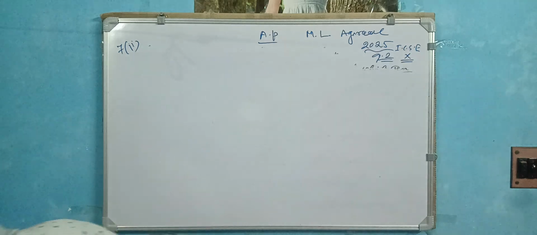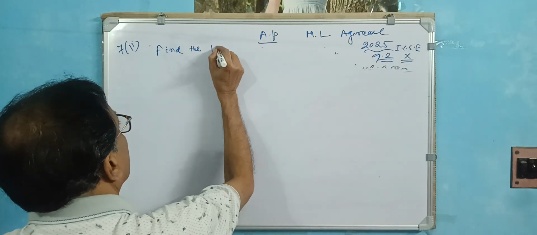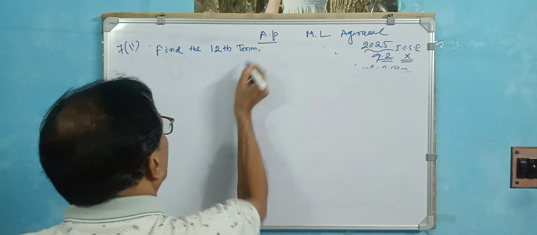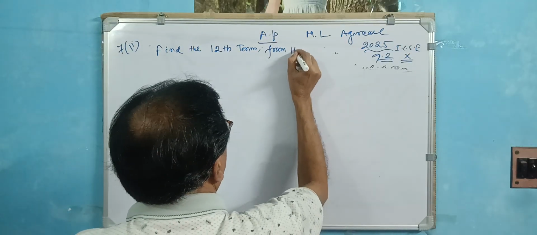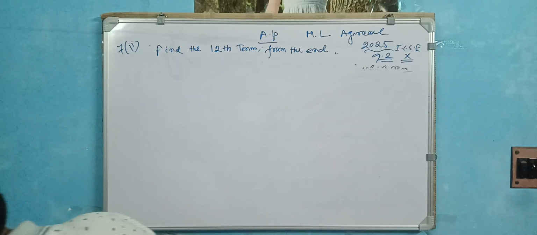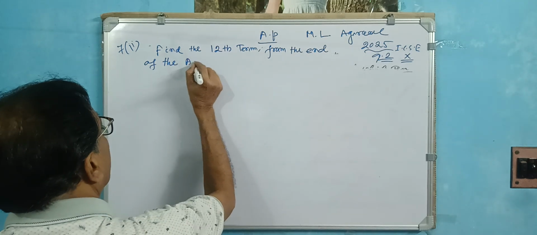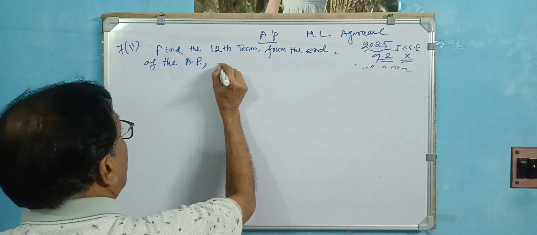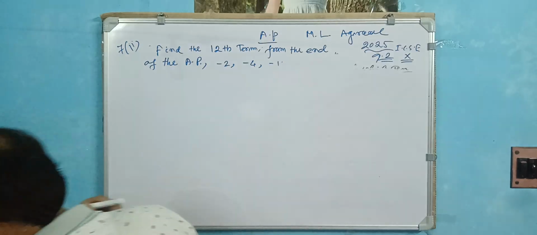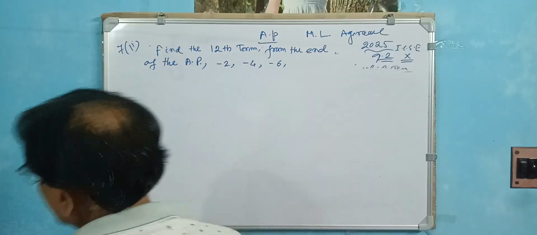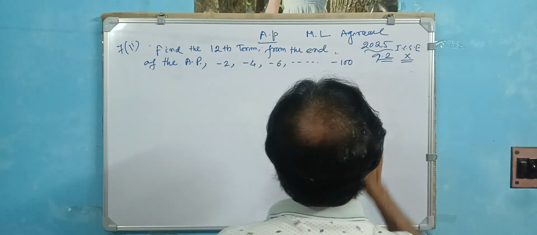A different sum. Find the 12th term from the end, very important, from the end, of the AP: minus 2, minus 4, minus 6, dot dot, minus 100. This is the question. Clear?